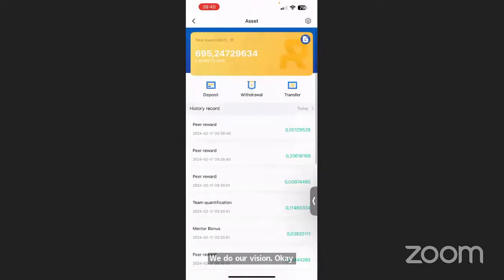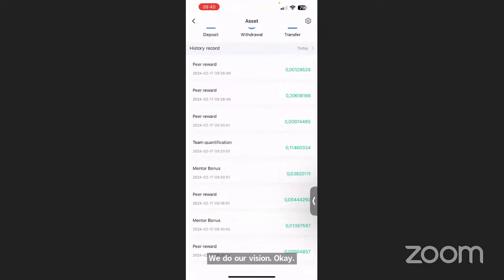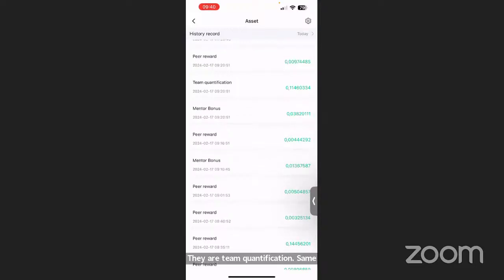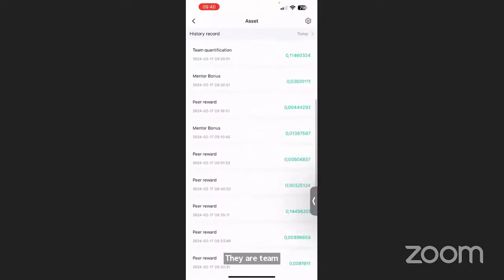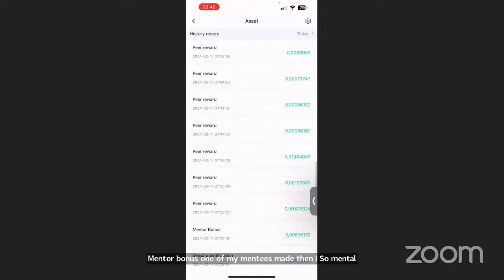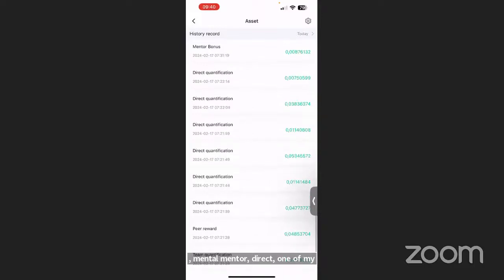So let's go out. History record. This is where you see the records. Peer reward, meaning I earn from someone who is on the same rank as me. Team quantification: one of my team members made profit, then I earned. Mentor bonus: one of my mentees made, then I earned. Direct: one of my direct downlines traded and I made profit. In fact, in 1 minute, the money can be coming in.